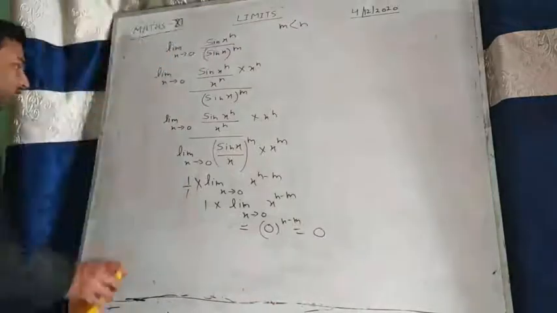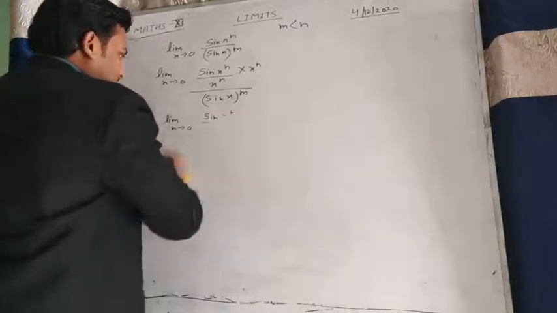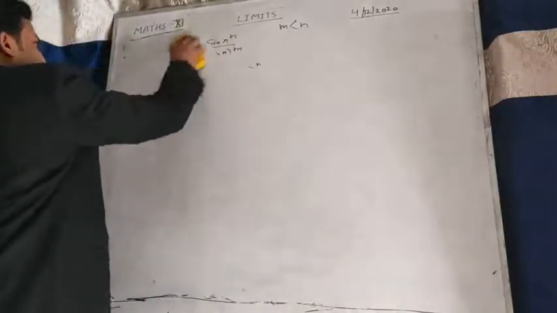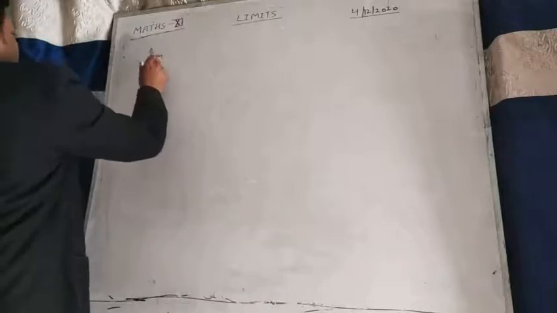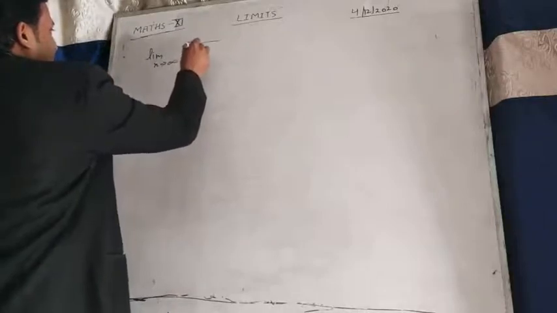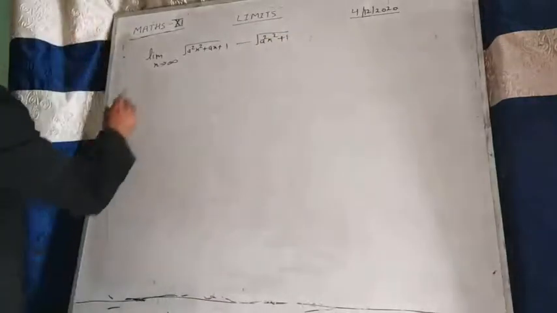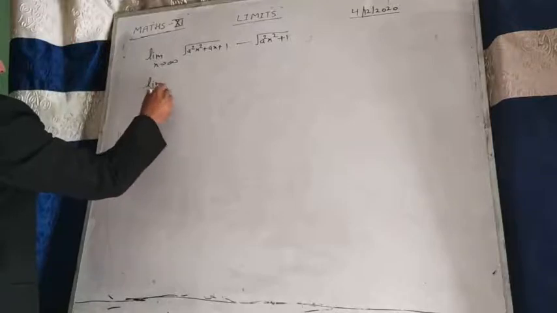Now we take another question, students, and solve it. Let's see. Our next question is limit x tends to infinity of under root (a squared x squared plus ax plus 1) minus under root (a squared x squared plus 1). Okay, students, so limit x tends to infinity.